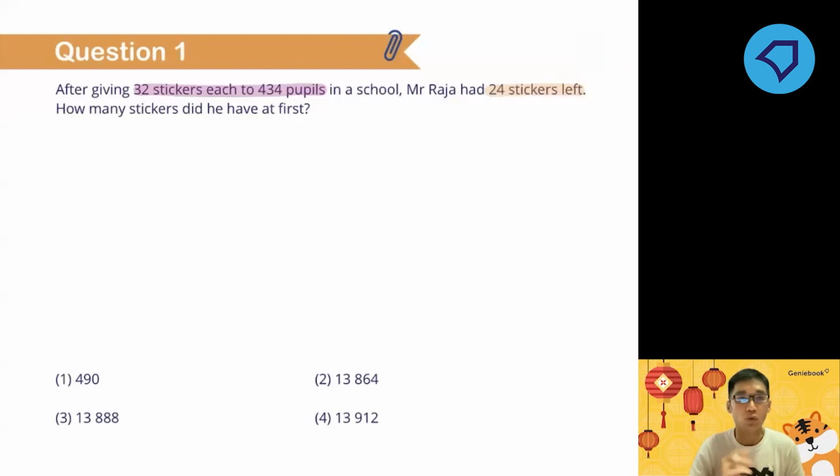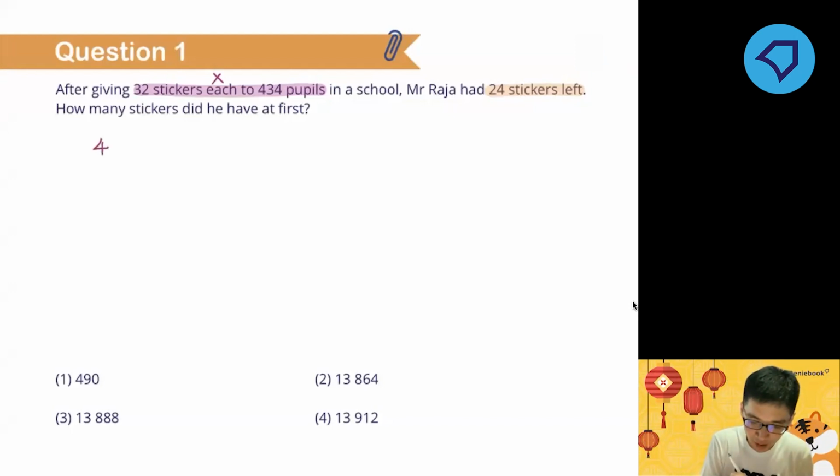So from the first clue, 434 pupils in a school, each pupil received 32 stickers. What can we find out first? Which operation should we apply for this clue? We must multiply. For this clue, we need to perform a multiplication, because we are told the value of each small group. Each pupil, 32, 32, 32. So when we're trying to find out the big amount, how many stickers all the pupils receive, we should perform multiplication.